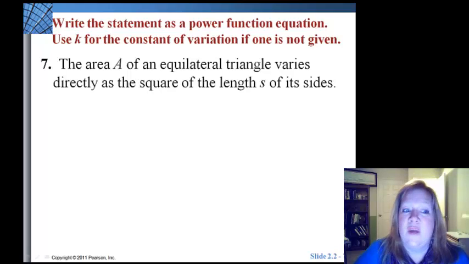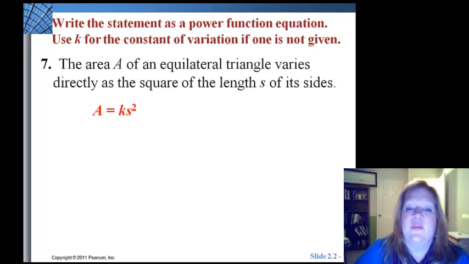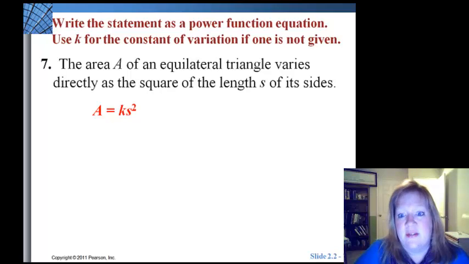In this case, one is not given. So we're going to represent that as A equals k times s squared. Remember, varies directly: if y varies directly with x, that's y equals kx. This one varies directly with the square of the length s of the sides.